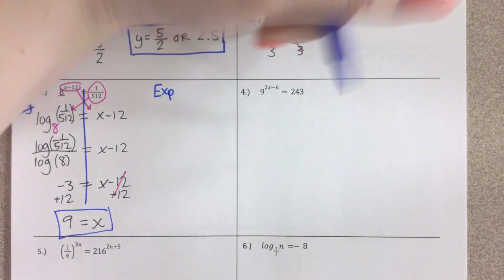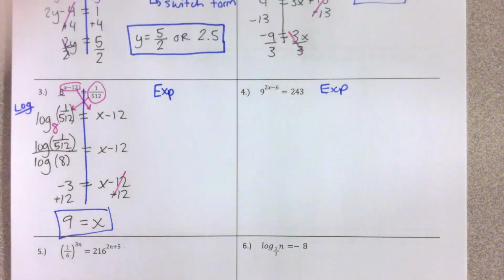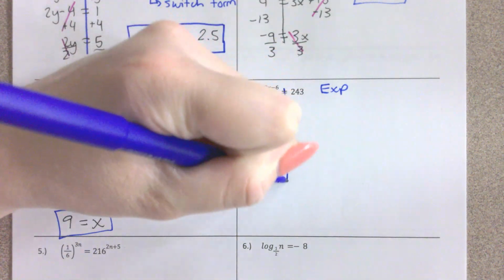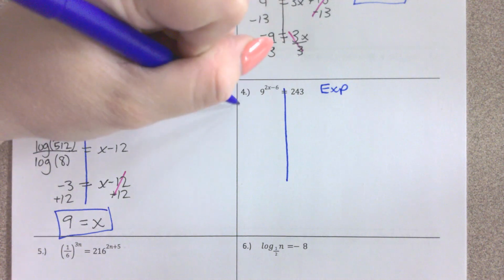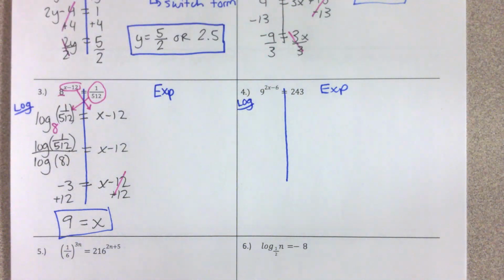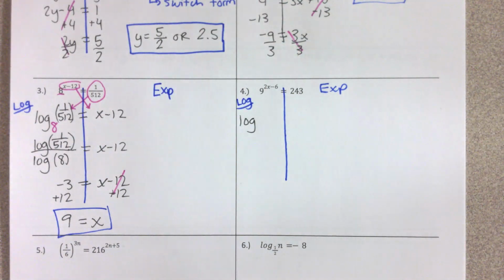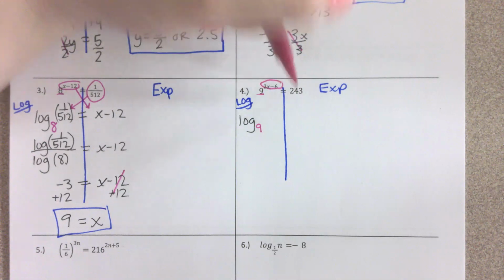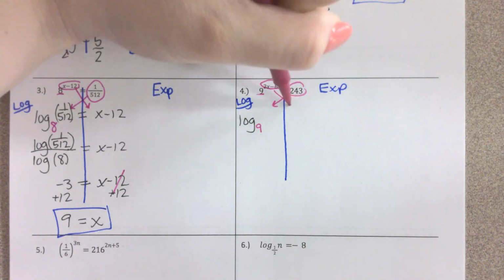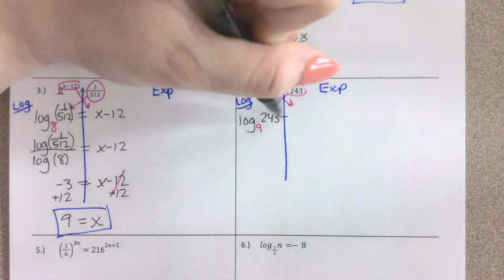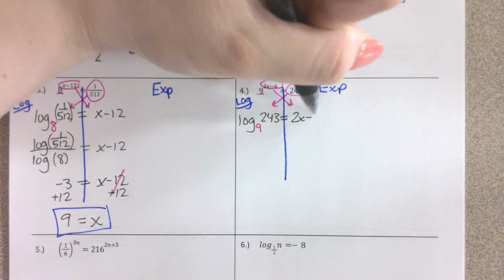So, once again, this is exponential. I hope you can see that. And we have our two options. First thing I'm going to do is switch the form to solve it. It's an exponential form right now. I want it in log form if I'm going to switch it. Log, my base is 9, and I'm going to flip the other 2. 243 goes here. 2x minus 6 goes there.